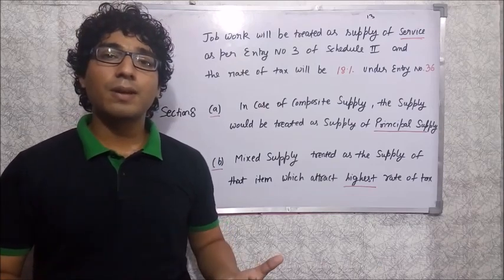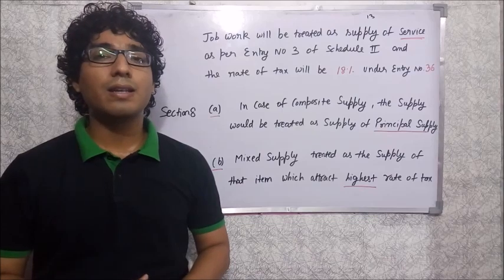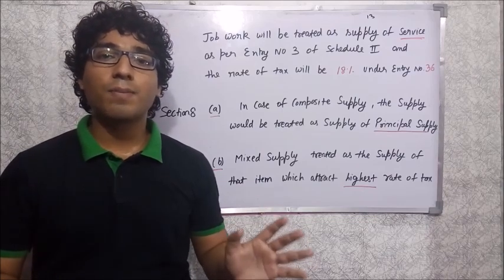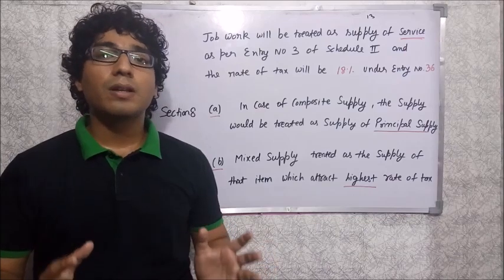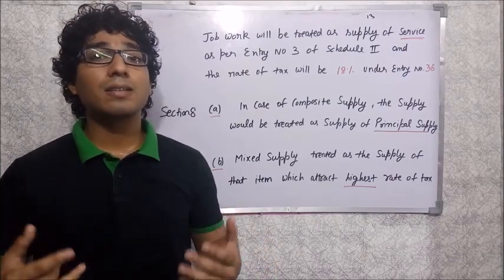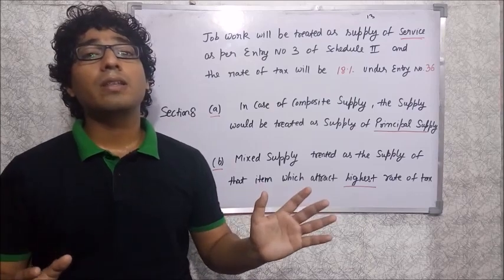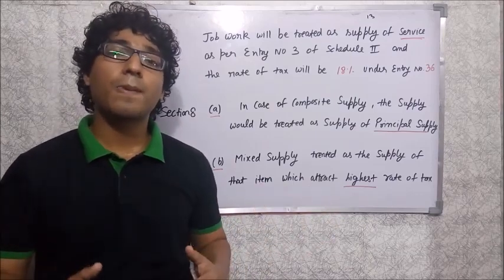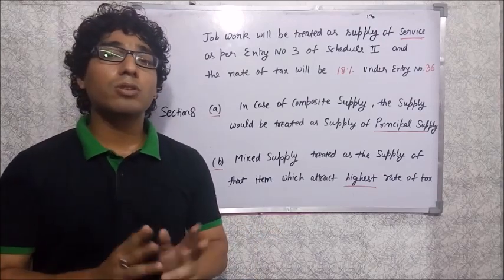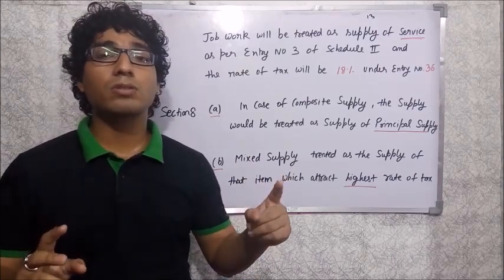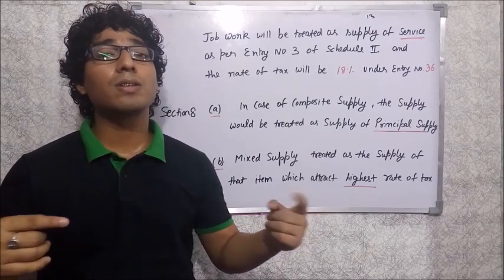Now coming to the taxability of the composite and mixed supply, the taxability is defined under Section 8. Section 8 subclause A says that in case of a composite supply, the supply would be treated as a supply of the principal supply. Suppose in our example there is a supply of AC along with the supply of installation charges. In that case there were two supplies. The first one is the supply of AC, which was the supply of goods, and the supply of installation service, which was the supply of services.